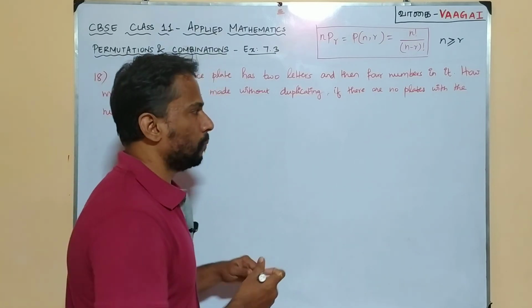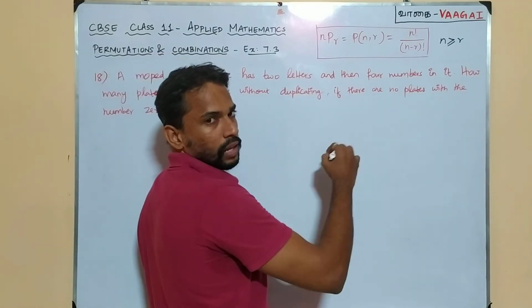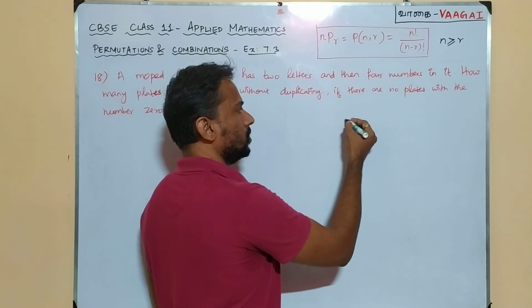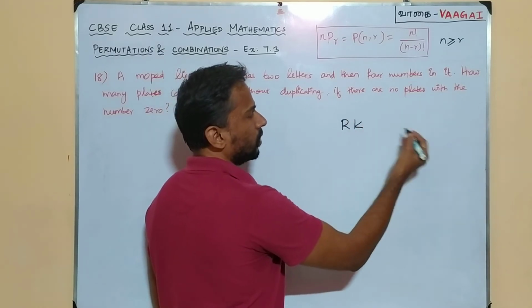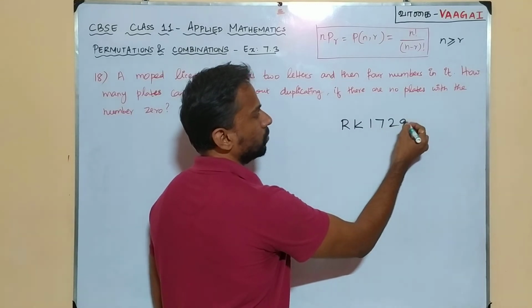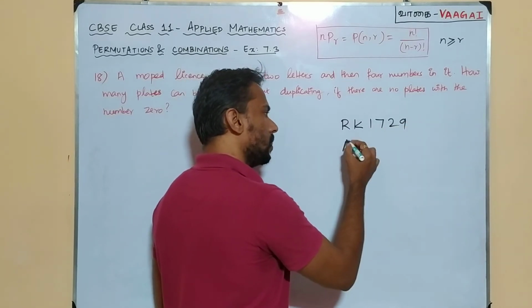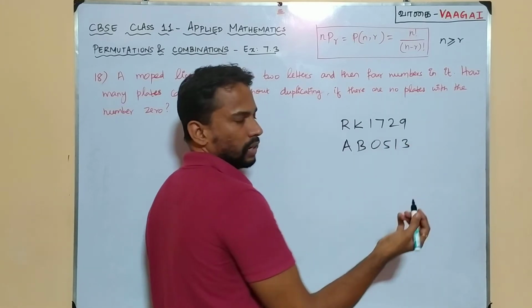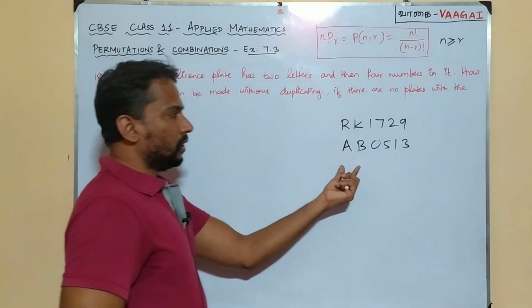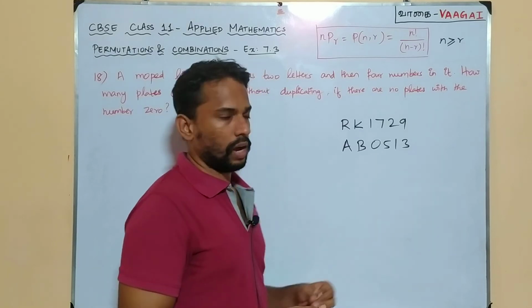For example, our moped license plate may look like this: R then K, then we may have a number 1729, or it can be A B then 0513. So you will have 2 letters followed by 4 digits.